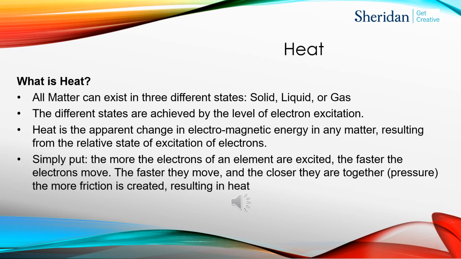What is heat? All matter can exist in 3 different states: solid, liquid, or gas. The different states are achieved by the level of electron excitation. Heat is apparent change in electromagnetic energy in any matter, resulting from the relative state of excitation of electrons. Simply put, the more the electrons of an element are excited, the faster the electrons move. The faster they move, and the closer they are together, caused by pressure, the more friction is created, resulting in heat.